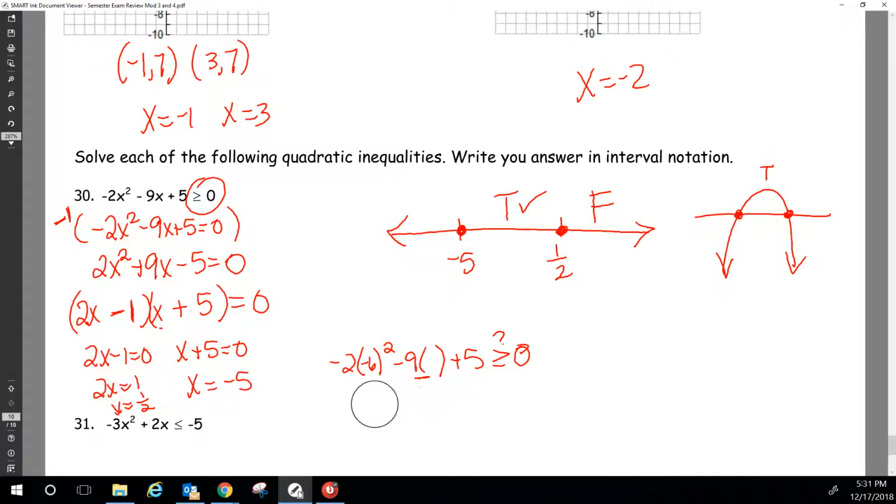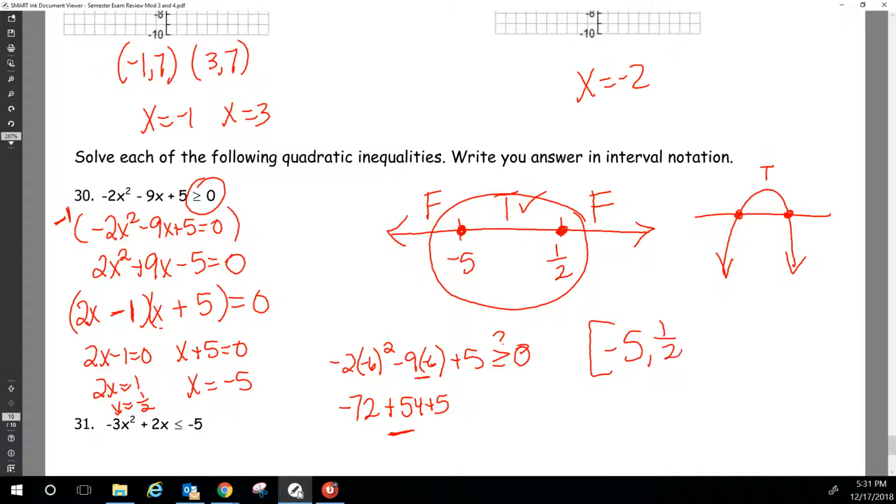Plugging in a negative 6, which is just the next number less than negative 5. So this would be negative 2 times 36, which is negative 72. Negative 9 times negative 6 is plus 54, plus 5. 54 plus 5 is 59. Negative 72 is bigger, so this is going to be a negative number. So my solution set is this here, from negative 5 to 1/2. This piece in here is the solution where this quadratic is greater than or equal to 0.